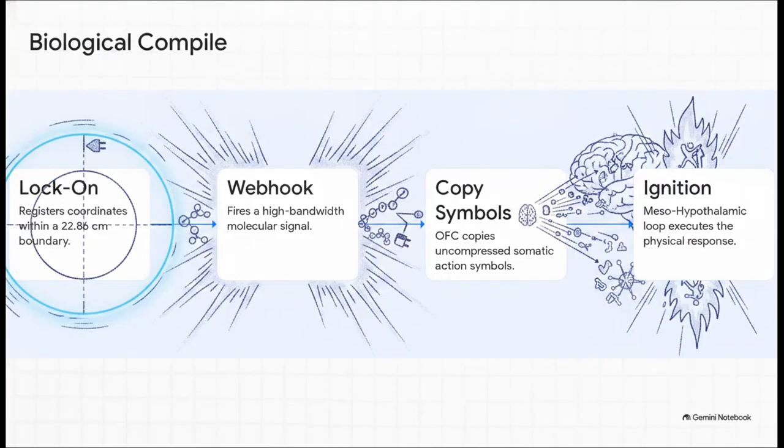Okay, let's get into Section 4, zero-latency biological compile. This algorithm essentially functions like a zero-latency compile. Step 1 requires a remarkably strict spatial lock-on, 22.86 centimeters, or exactly a 9-inch boundary. Step 2, this highly specific proximity triggers a molecular webhook, which forces a hard interrupt in the target's memory manager. Step 3 involves the orbitofrontal cortex copying uncompressed somatic symbols. And then Step 4 is the ignition of the physical response itself.